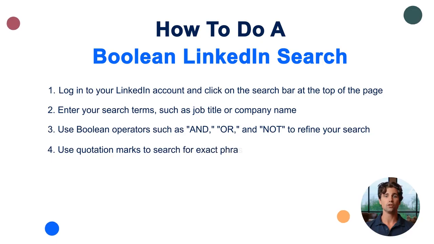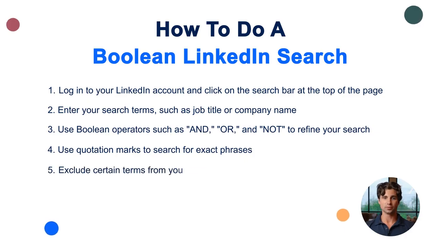For example, if you want to find people who work at Google and have experience in software development, you could use the search query Google and software development. You can also use quotation marks to search for exact phrases. For example, if you want to find people who have digital marketing in their job title, you could use the search query job title with quotations digital marketing to look for them.